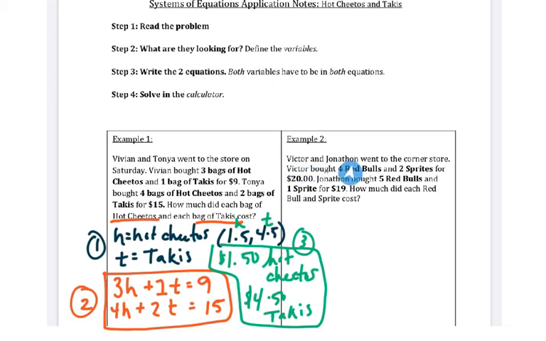Example 2 says, Victor and Jonathan went to the corner store. Victor bought 4 Red Bulls and 2 Sprites for $20. Jonathan bought 5 Red Bulls and 1 Sprite for $19. How much did each Red Bull and each Sprite cost?